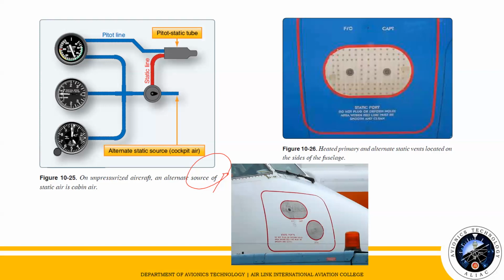Kaya kung titignan nyo dito sa may figure 26, meron silang heated primary and alternate static ports, static vents, sorry, located sa may mga side ng fuselage. Kung titignan nyo, yung mga static vents na yan is merong red na mark kasi yung nakalagay. Bawal siyang ma-deform or bawal siyang ma-plug or takpan dahil kailangan yan smooth and clean.